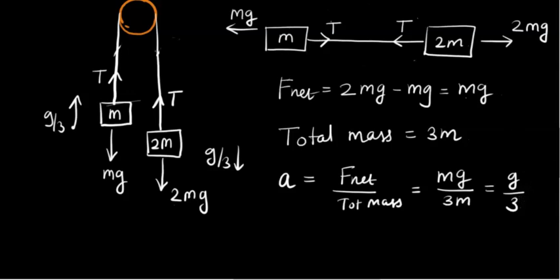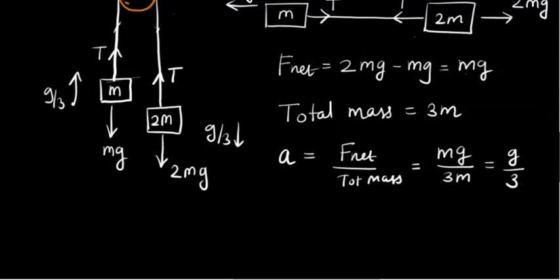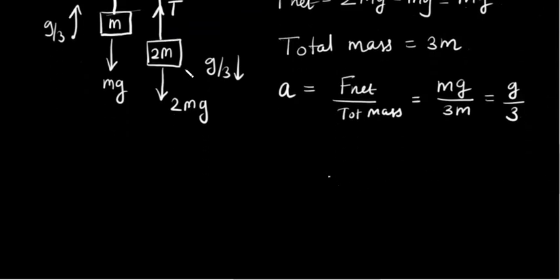Now how to find the tension? If you draw the free body diagram of any of these masses, you will get the tension. So let's do it for mass 2m. Here this is mass 2m. I will draw the free body diagram like this. The tension force is upward and 2mg force is downward. And now the block is going downwards with the acceleration of g by 3.